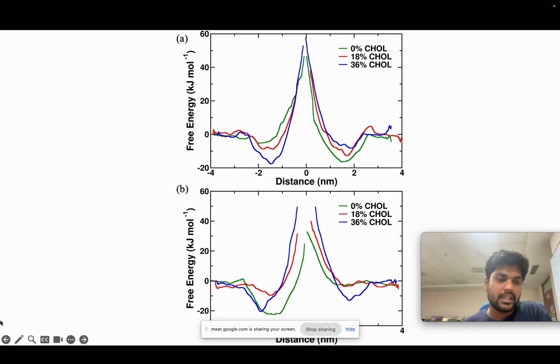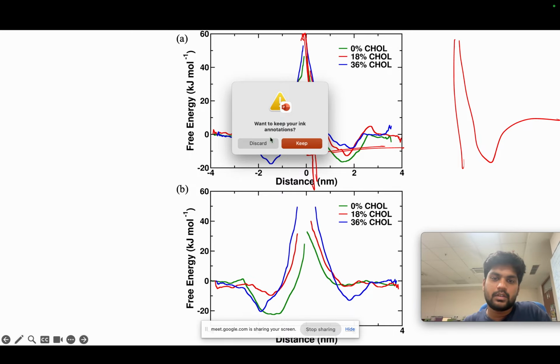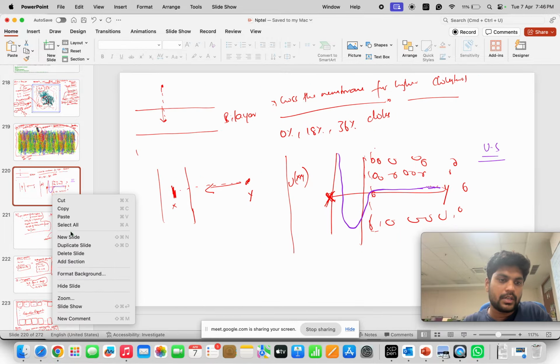So in this diagram, I am explaining this part. Just assume 0 to 4, this side, this part. Now I'll keep this one as our original one, and I will start writing the new slide.